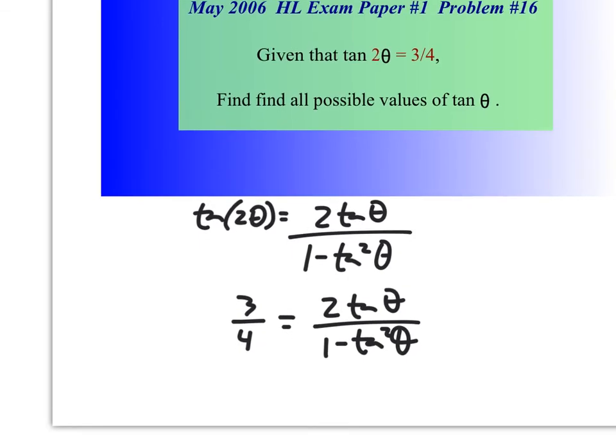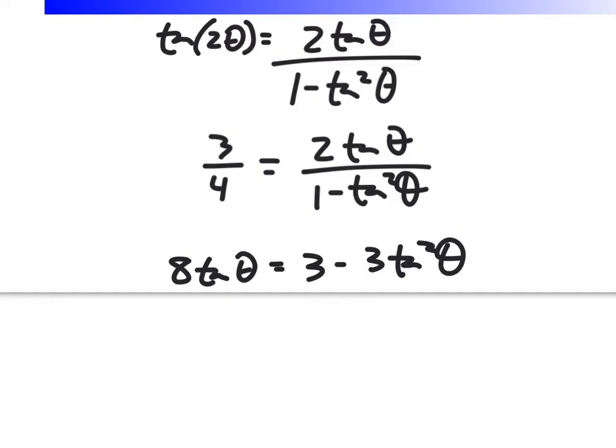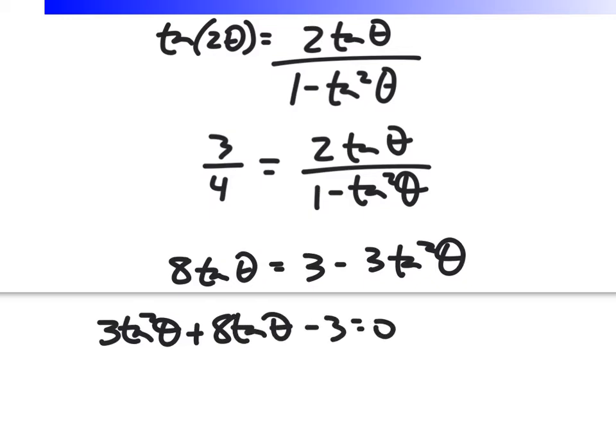It says all possible values, so it doesn't tell us any sort of restriction. If I cross multiply, I'd get 8 tan theta equals 3 minus 3 tan squared theta. I think that's right. Yep, that's good. Ooh, yeah, I see something. I think maybe you will too. Let's do a little factoring. Let's bring it all to one side. Let's see if we can factor this.